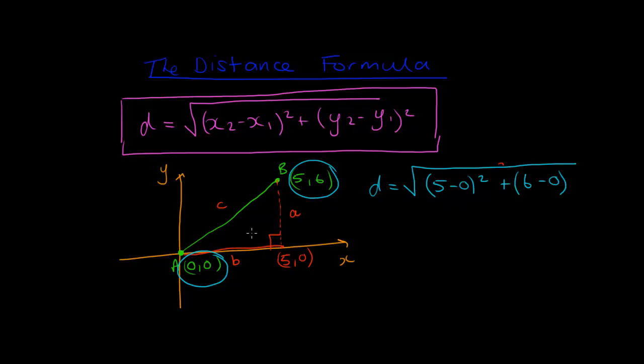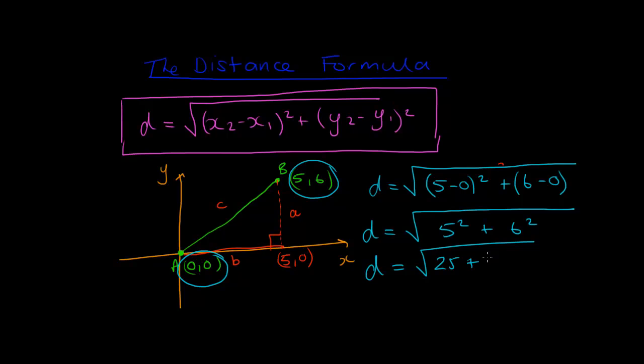Now remember, it doesn't really matter which one you start with. I've decided the bigger ones because it's going to give me a positive number. 5 take away 0 is just 5. So we get 5 squared plus 6 squared. Now to be honest, you don't have to have that line of working. You can just do the square root of 25 plus 36. You can even add those together if you would like to do that. That gets the square root of 61.